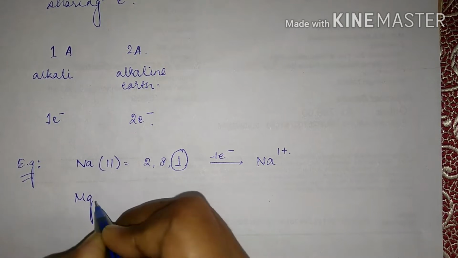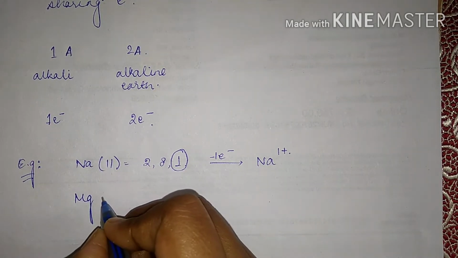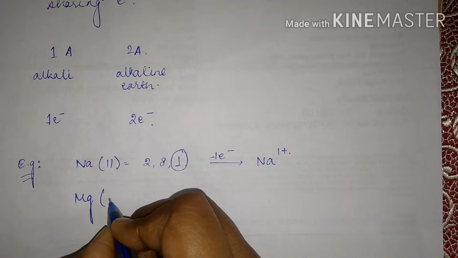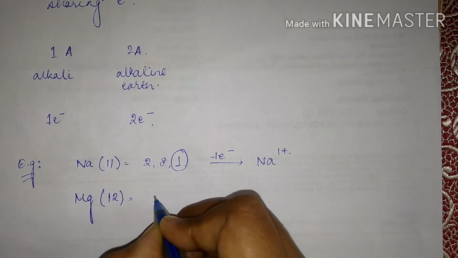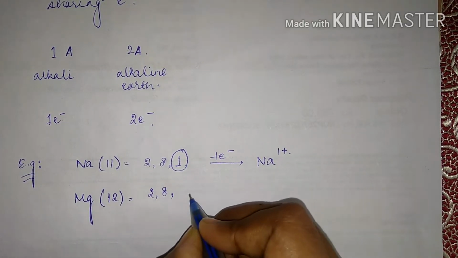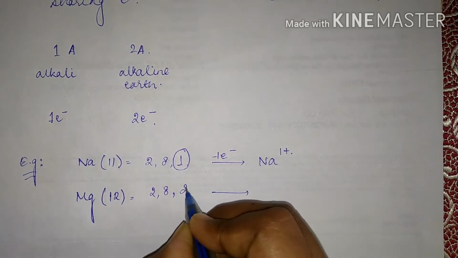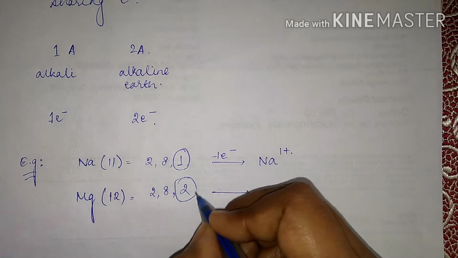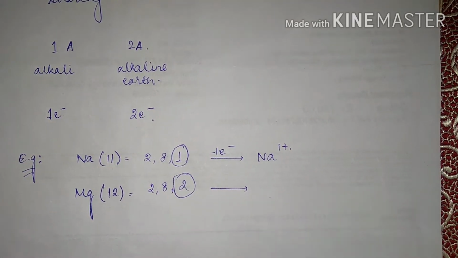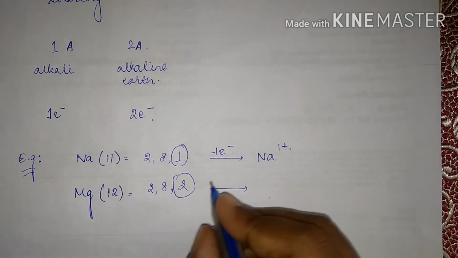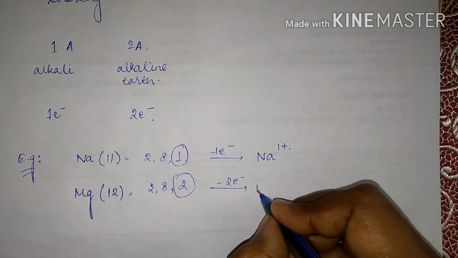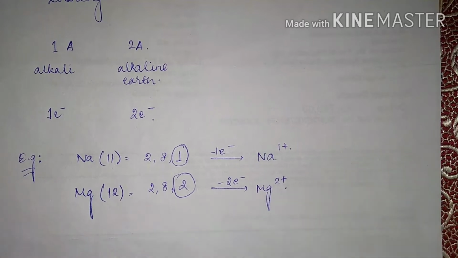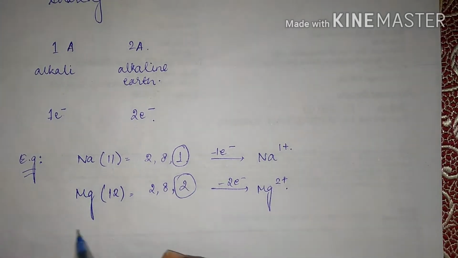Also, by taking the example of magnesium, an element of group 2a, the atomic number is 12, we can write the electronic configuration as 2, 8, 2. It can donate 2 electrons, as there are 2 electrons present in the valence shell. It can donate 2 electrons and become Mg2+ very easily to become stable.